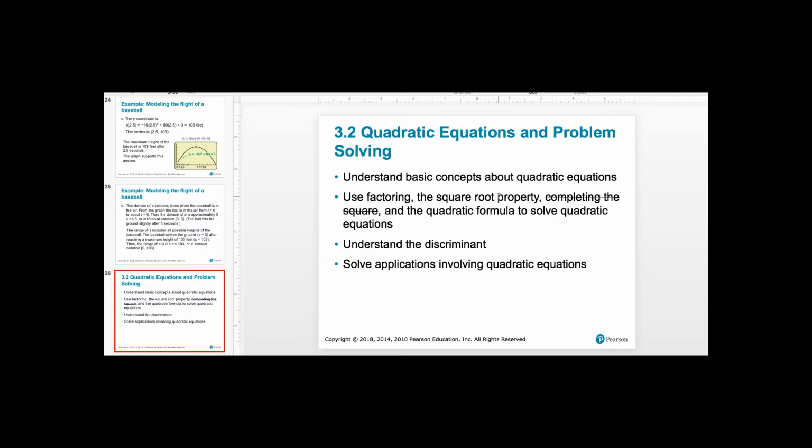Completing the square is like the quadratic formula in that you can use it on any quadratic, but you have to be able to complete the square, and then from there it's some algebra, which basically boils down to using the square root property to solve the quadratic. So again, not going to ask you to do that. The discriminant is going to be something that comes straight out of the quadratic formula, and then there are some applications again for solving quadratic equations.